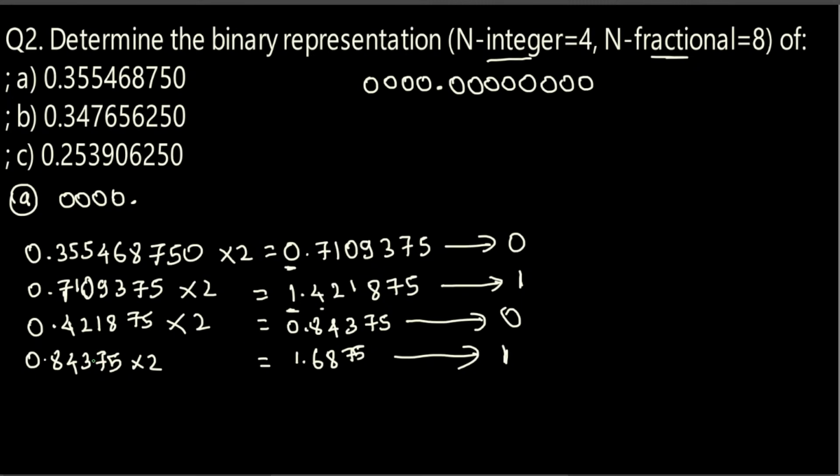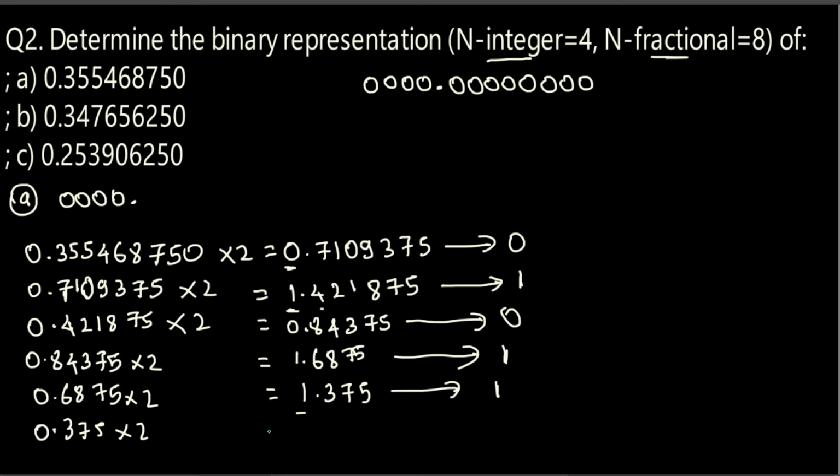Okay, so I stop here. 0.84375 times 2 is 1.6875, and 1 comes here. Again, we grab the fraction only, that is 0.6875 multiplied by 2, which is equivalent to 1.375. We put the 1 here, and then 0.375 times 2 is 0.75.